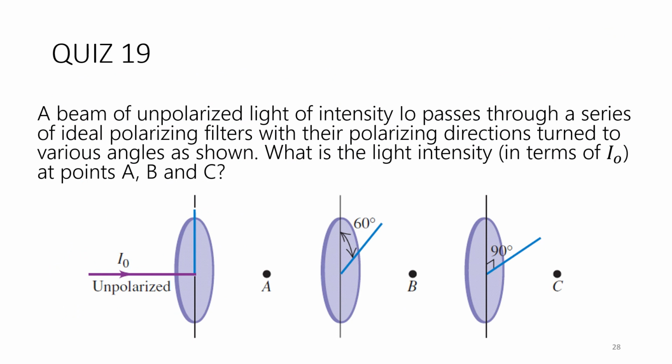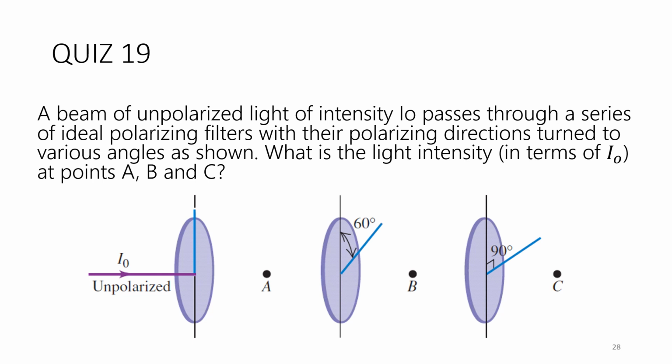The quiz asks us for the intensities of light at points A, B, and C in terms of the original intensity I naught of the unpolarized source. You may pause to have enough time to think. So at this point, determining the intensity at A should be pretty obvious. It's just I naught over 2.